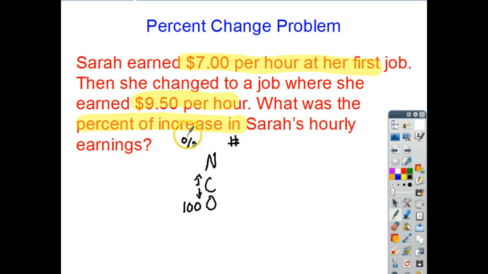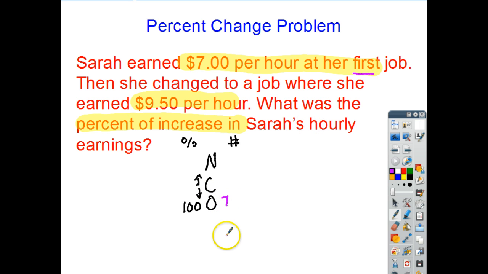On the percent side, the left hand side of the NCO, there's always going to be 100 there because percents are out of 100. And then on the number side, we just leave it blank. Now we're going to fill in our NCO, and I'm going to use purple here to fill in what we were given with the story problem. She earned $7 per hour at her first job. Since the word first is there, that tells us that's her original job. So we're going to put $7 there.